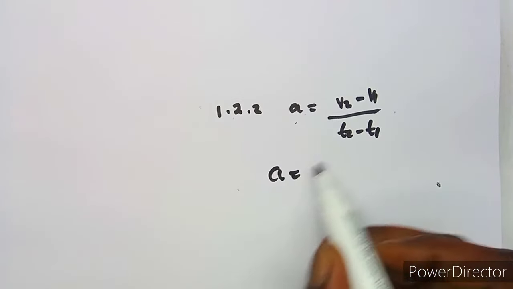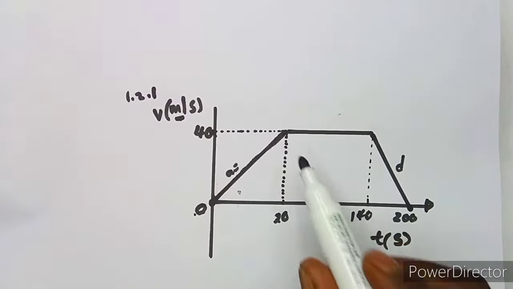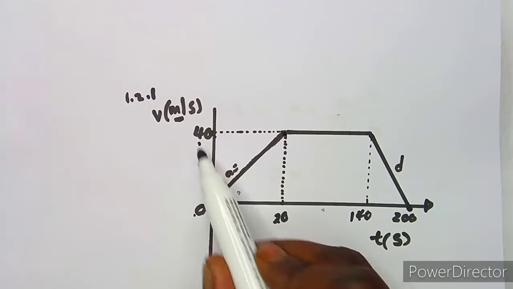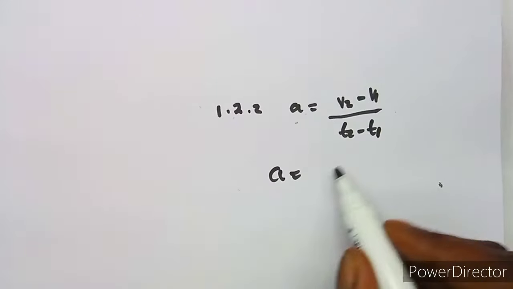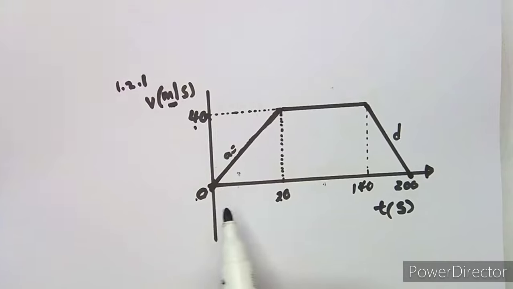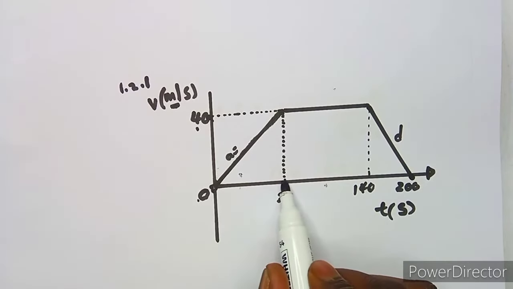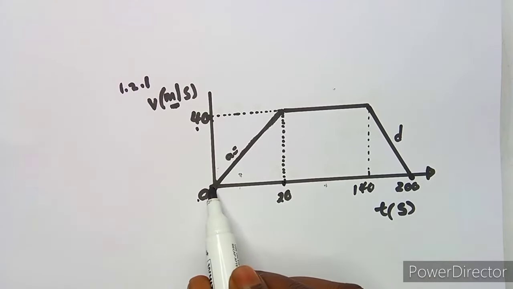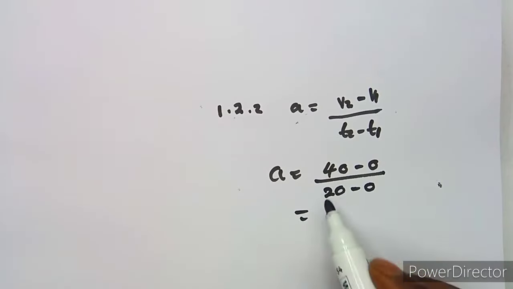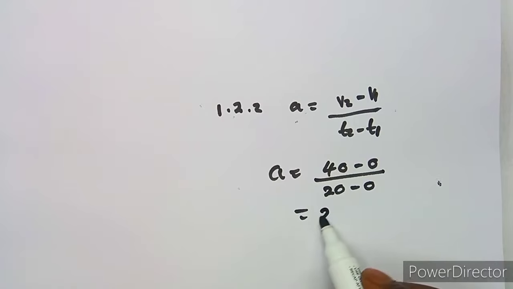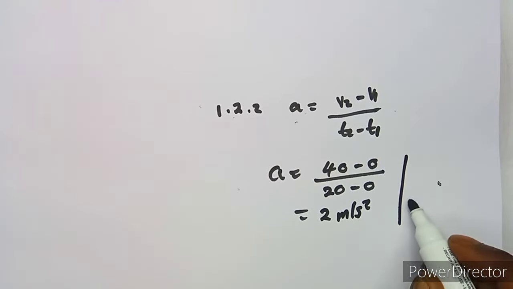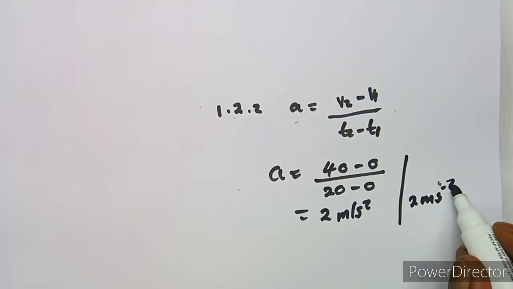So acceleration, that's the change in velocity if you are using the graph like this, which is v1 here, then v2. So it's 40 minus 0. So we are going to have 40 minus 0 over the time which was taken between 0 up to 20. So it's 20 minus 0, t2 minus t1. So that's 20 minus 0, which is going to give us a positive 2, which is measured in meters per square second, or someone can write this as 2 meters per square second like this.